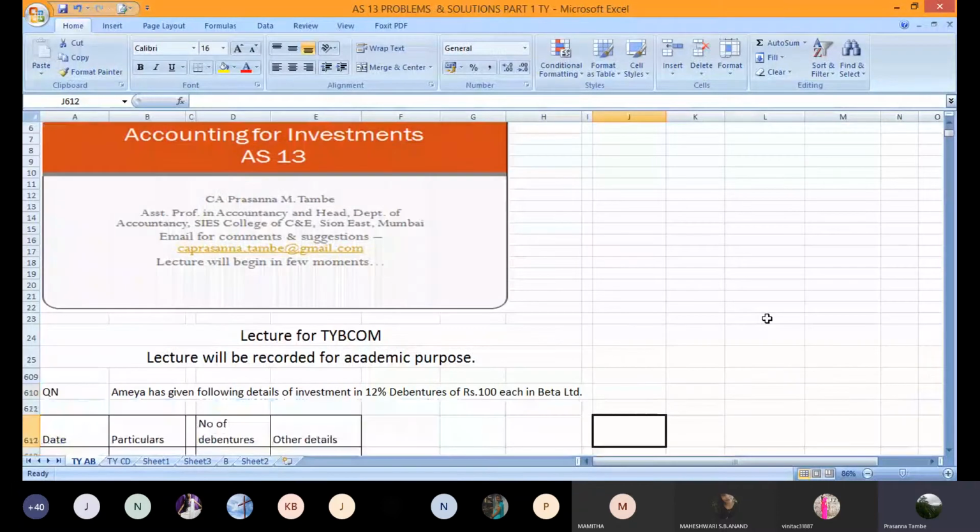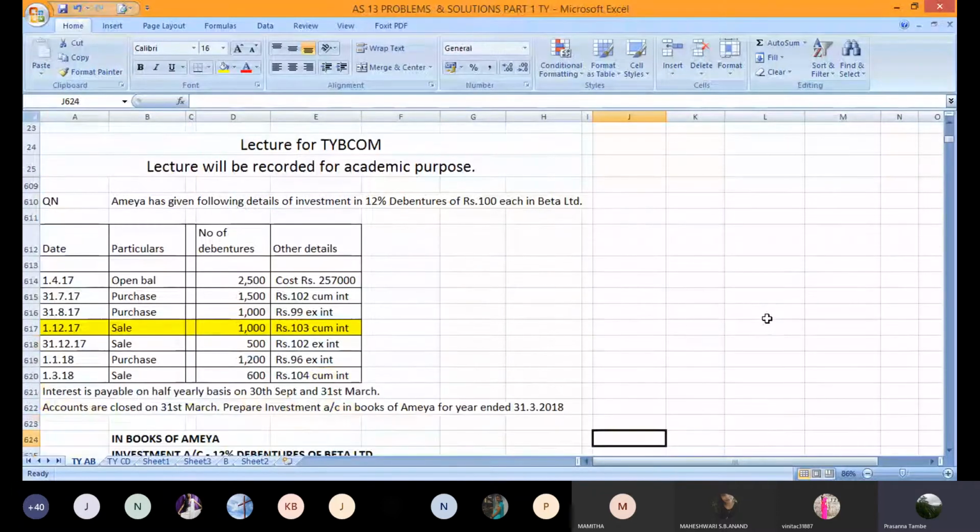You're given the details of one investor, Mr. Ameyer, and these are investments in the nature of 12% debentures. Face value is 100 each in a company called Beta Limited. Usual dates are given, then details of opening balance, purchases, number of debentures, corresponding cost, everything is given.